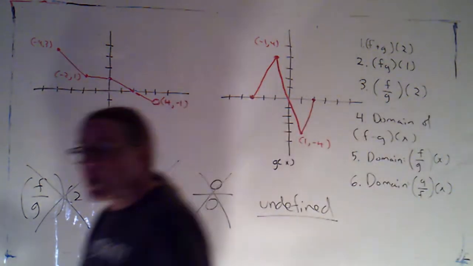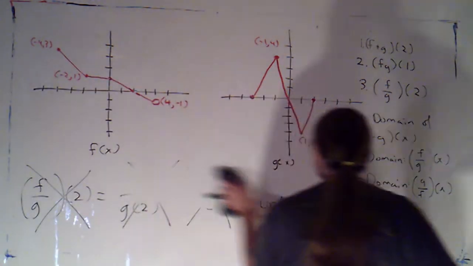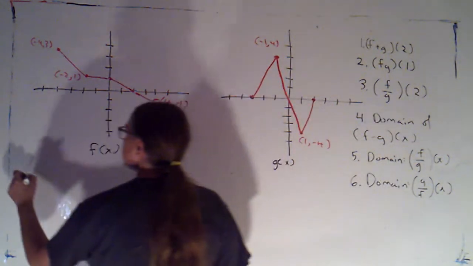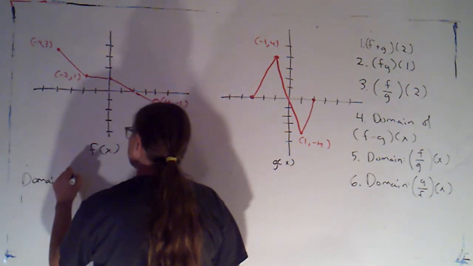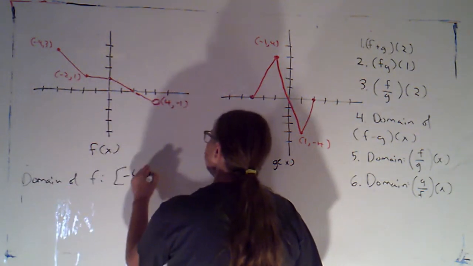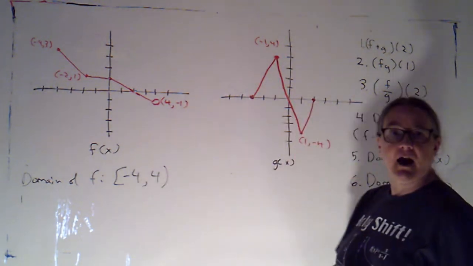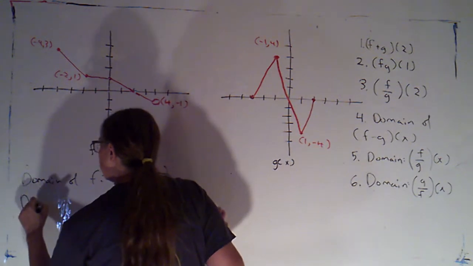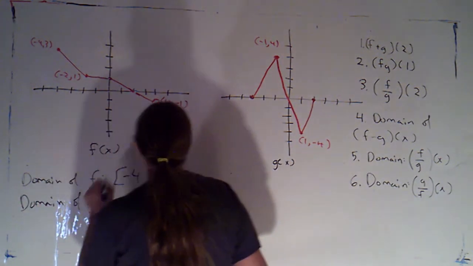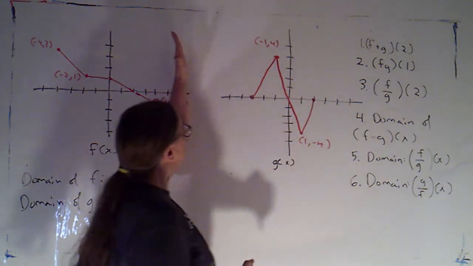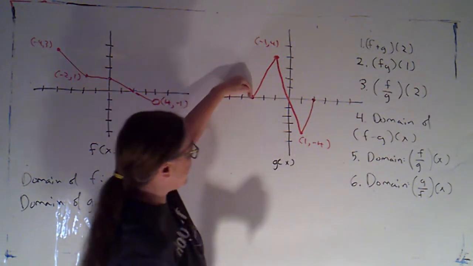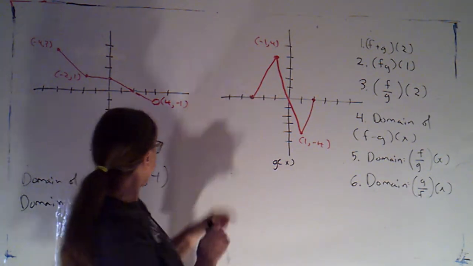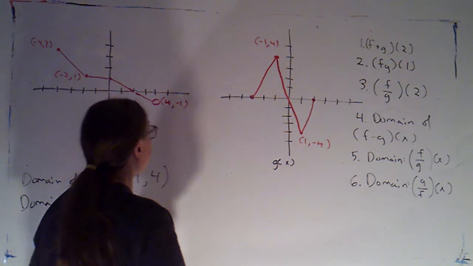All right, so the next 3 questions are asking about the domains. So before I had you pause the video, we said the domain of f was everything from -4 to 4, including -4, not including 4. Let's take a look at the domain of g. So if I take a look, looks like I start to have graph right here at this x value, which would be -3. And there is a point there, so we'll include -3.